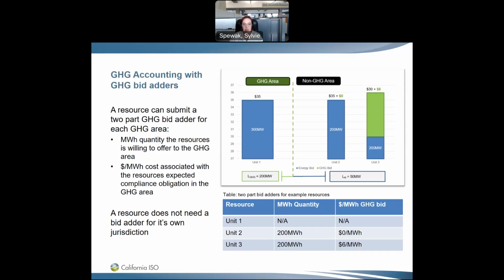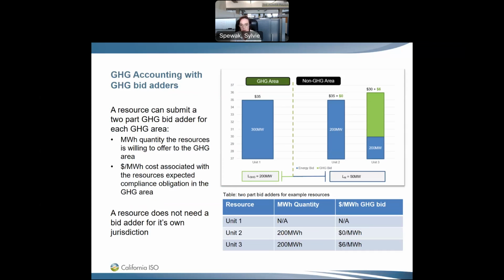By contrast, let's look at Unit 3, which is an emitting resource. For every megawatt that's attributed from Unit 3 to the GHG area, this resource expects to have to pay $6 per megawatt hour in compliance costs to cover the cost of its emissions. And this actually raises the marginal cost of the resource, or it raises the full bid price of the resource, only if it's attributed to the GHG area. If we consider this resource for dispatch to the non-GHG area, it only costs $30 per megawatt hour.